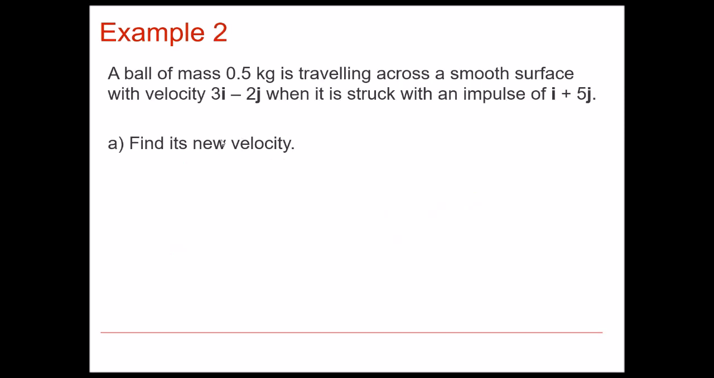Okay, so this time, this example 2, it's not as simple as the previous one because we have an initial velocity which is non-zero. So we've got an initial momentum. So the first thing to do is to work out the initial momentum. So that is the mass 0.5 multiplied by the initial velocity, which is 3i minus 2j. So that is 1.5i minus j.